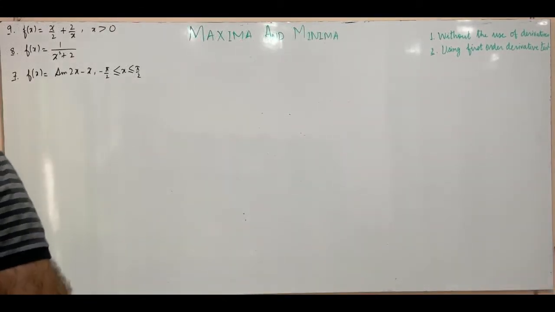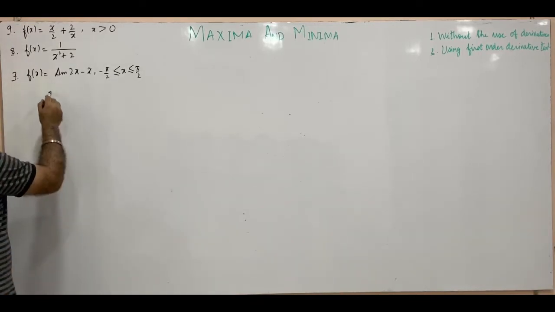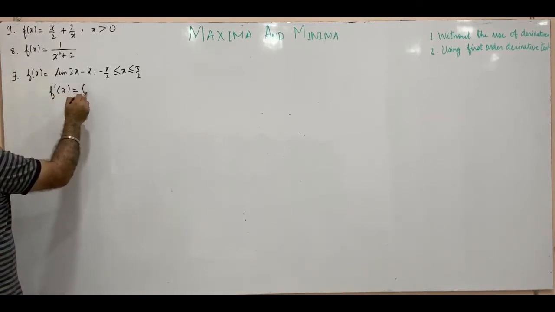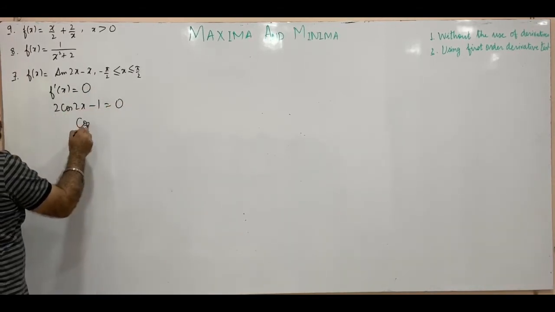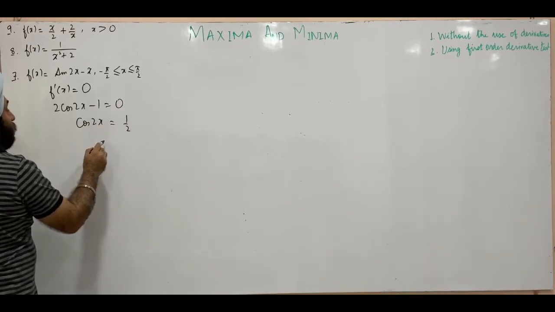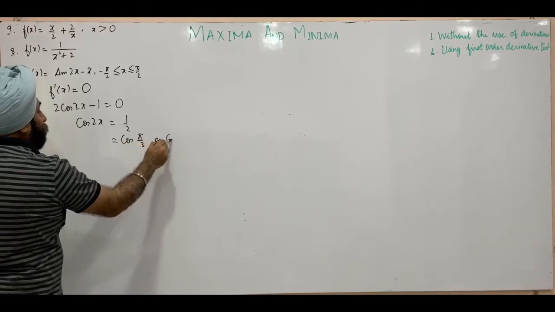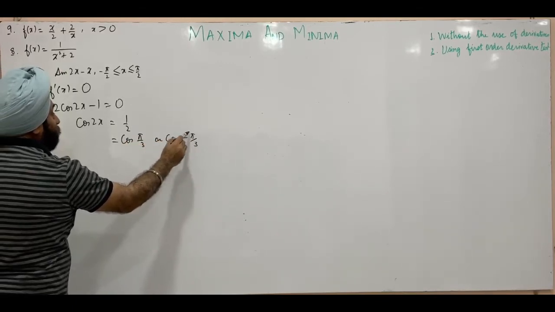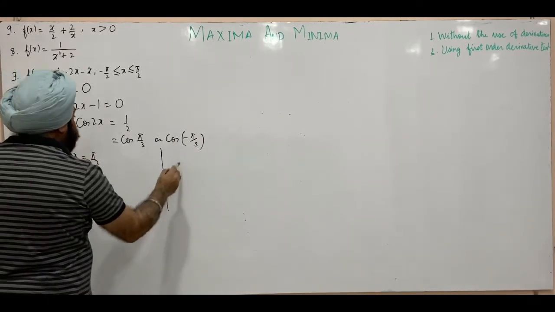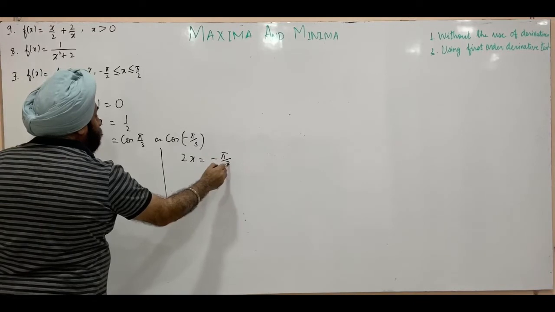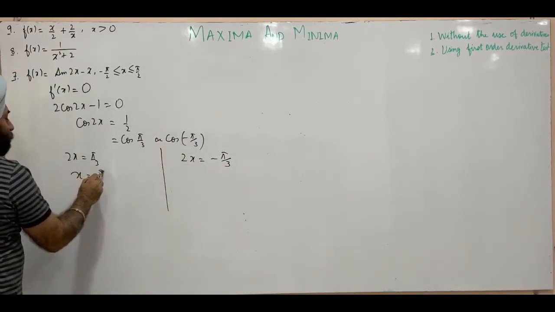In the 7th question we are given the interval from minus pi by 2 to plus pi by 2. For critical points we equate the derivative to 0. This is 0, or cos of 2x is 1 by 2. So this means this is cos of pi by 3 or cos of minus pi by 3. That's 2x is pi by 3 or 2x is minus pi by 3. So x is pi by 6.